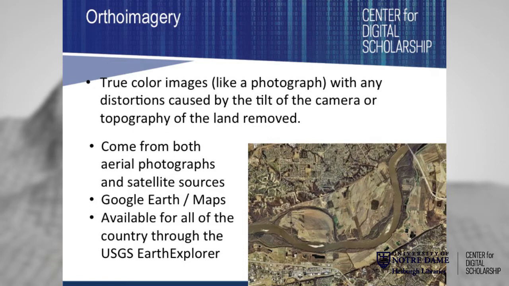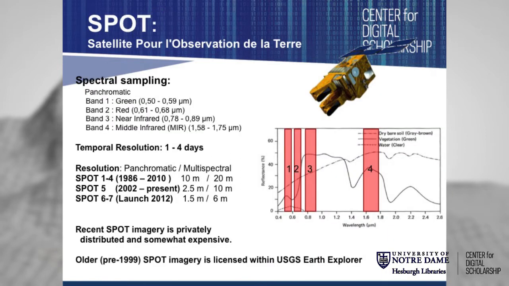Now the first satellite I want to talk about is one of the more common ones for panchromatic imagery, and this is the SPOT satellite. There's been a few different incarnations of it. The ones we're going to be working with in the demonstration are pre-1999, and they're freely available through the USGS. And these are panchromatic images at 10-meter resolution. So they're pretty high resolution to have for that time period.